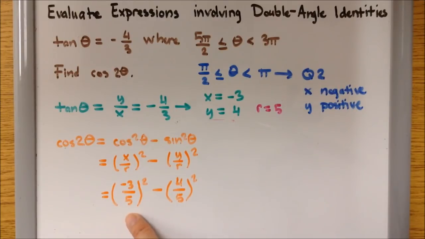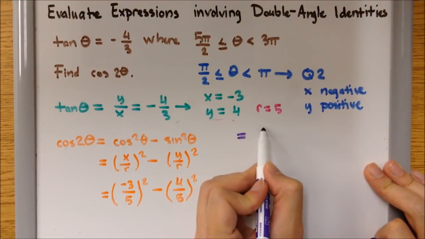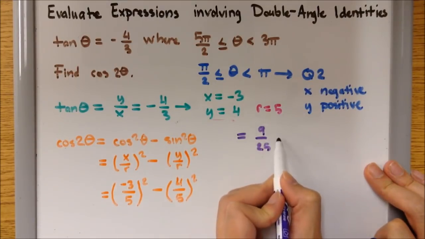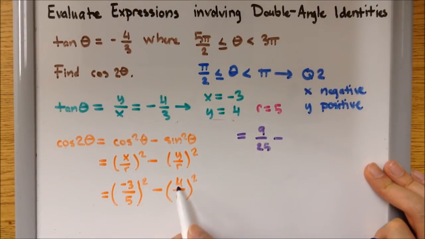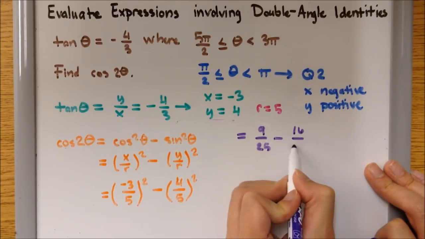Negative 3 over 5 squared means negative 3 over 5 times negative 3 over 5. That is going to be a positive 9 over 25. And then minus 4 over 5 squared, which means 4 over 5 times 4 over 5, which will become 16 over 25.